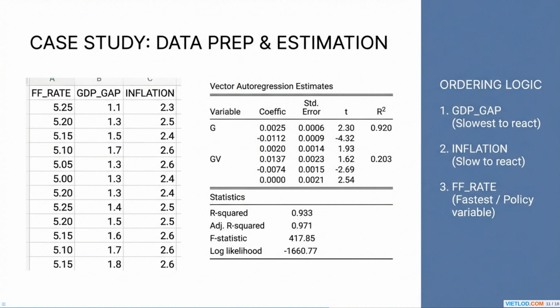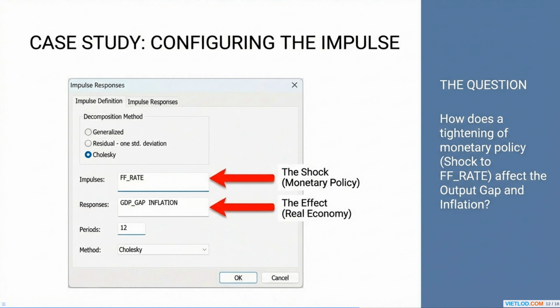First, GDP gap is placed at the top. This is because we consider the real economy to be the slowest to react to economic shocks. Second, inflation is introduced. Inflation typically reacts more quickly than the GDP gap, but still with some lag. Finally, the FF rate is positioned last. This represents the policy variable, assumed to be the fastest reacting and capable of responding contemporaneously to changes in the GDP gap and inflation within the same period. This theoretical ordering is crucial for correctly identifying and interpreting the structural shocks in our model.